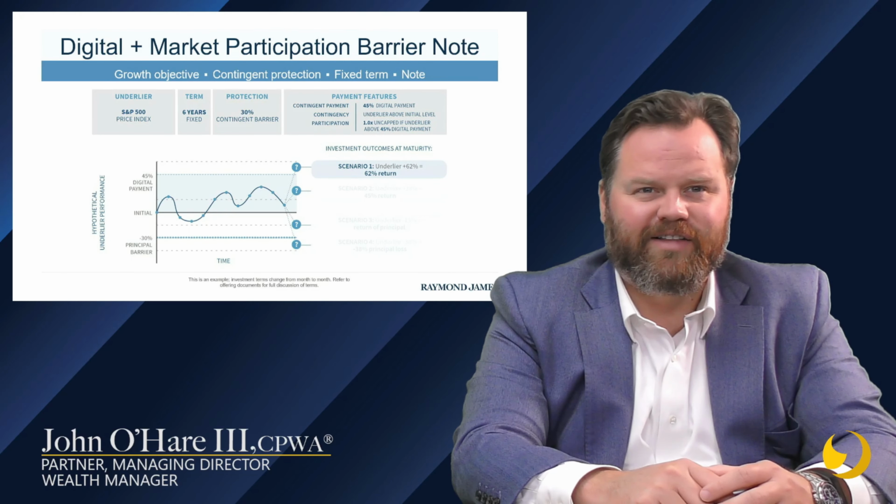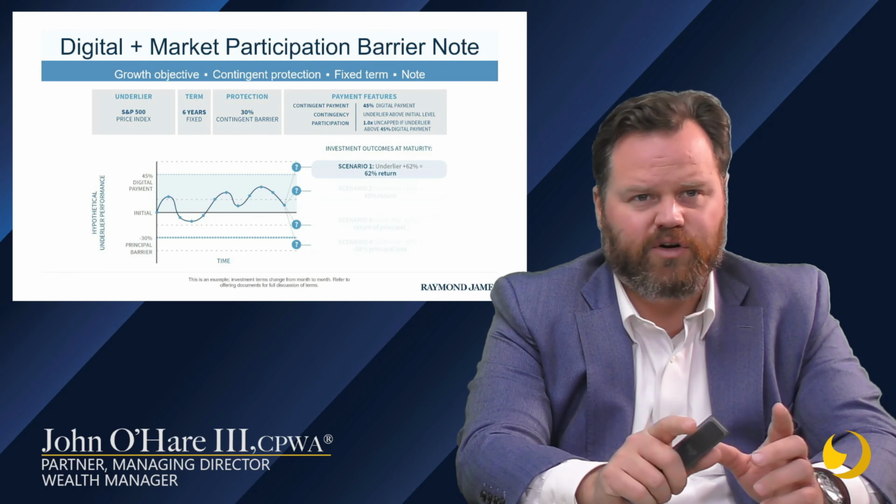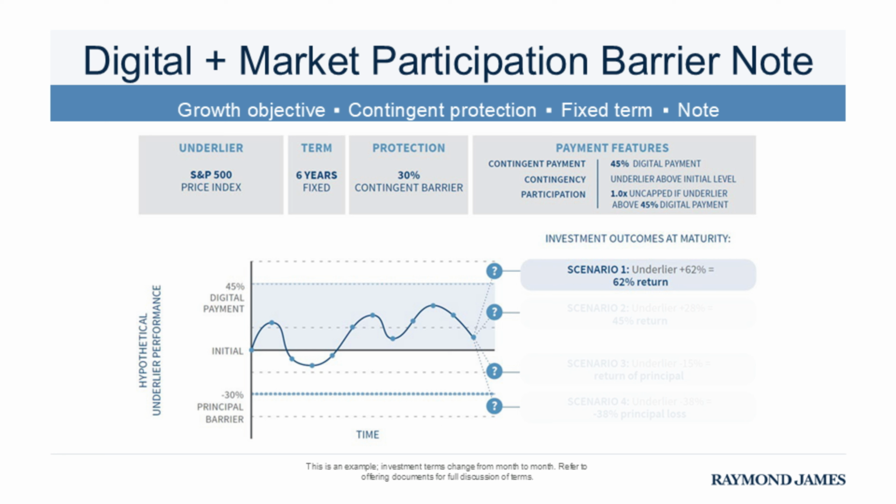Well, the digital coupon payment is 40%. Let's talk about how that's going to work. Scenario 1, the underlier goes up 62%. We get a 62% return. We match the market on the extreme upside. There is no ultimate cap.